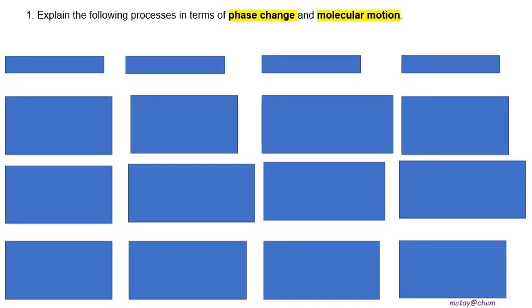Now let's start with tutorial question number 1. Explain the following process in terms of phase change. So here the phase change refers to solid, liquid, and also gas. And molecular motion means that you can relate it with the kinetic energy or the movement of the electron, and also the arrangement of the particles.